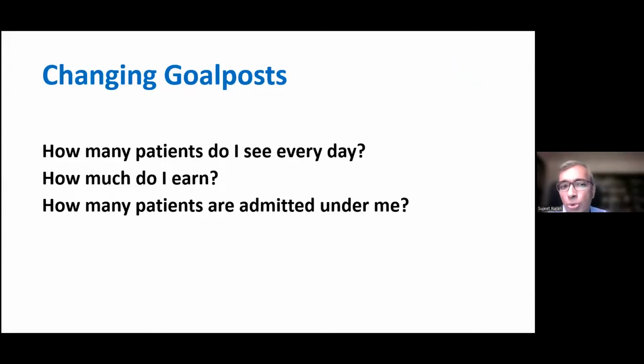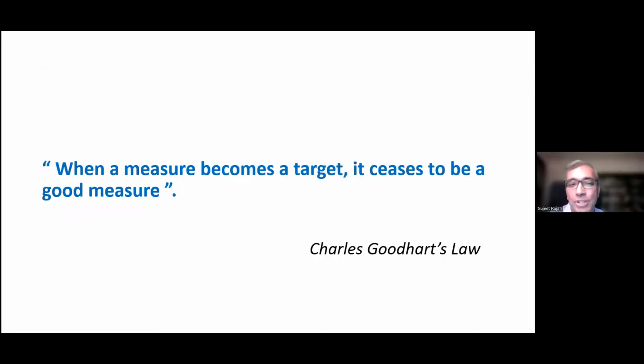And change your goalposts from how many patients you see every day, how much you earn, and how many patients are admitted. Change those goalposts, and when you change those goalposts, you'll come home a much happier individual than a person who comes home to his family feeling tired and exhausted all the time.